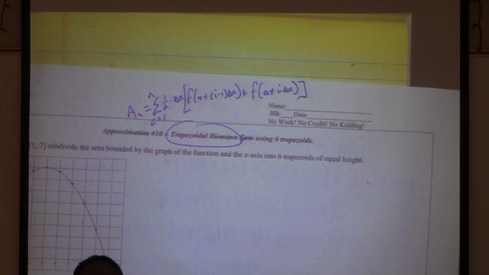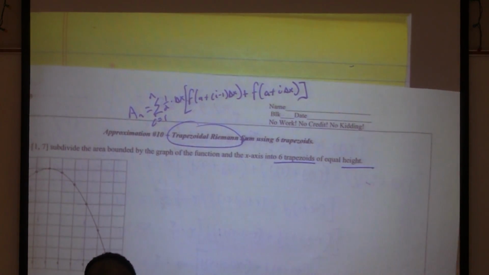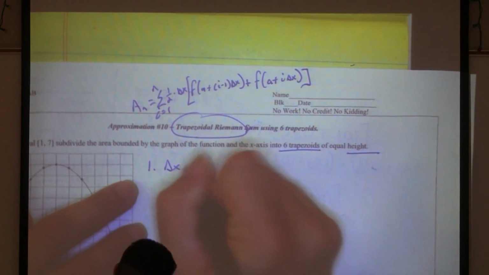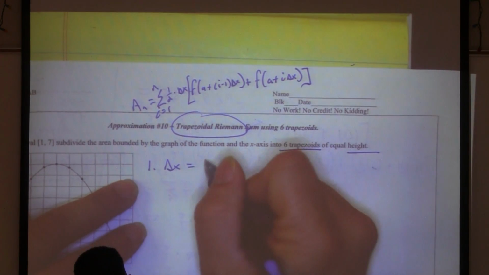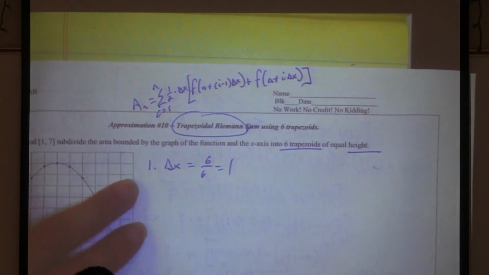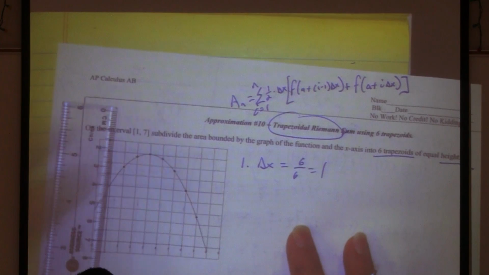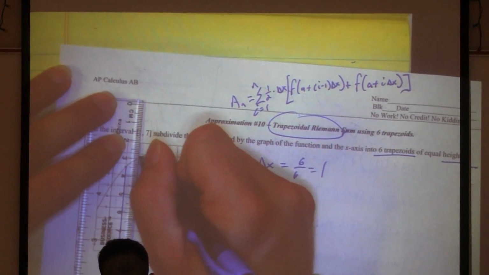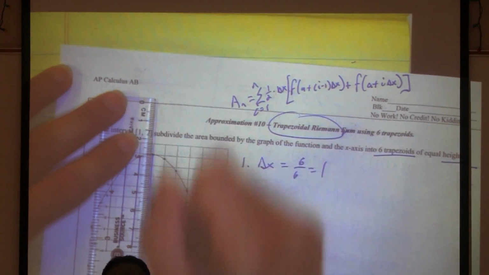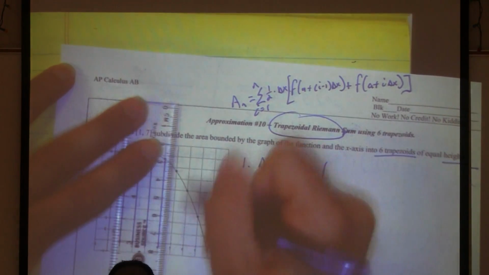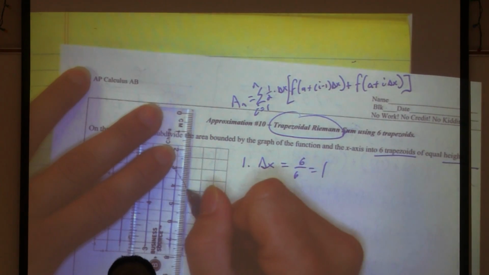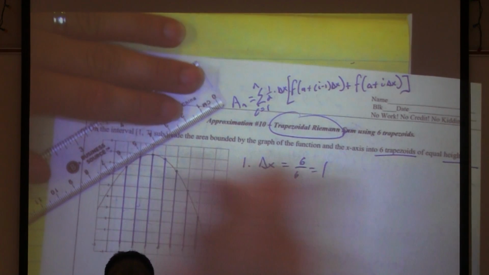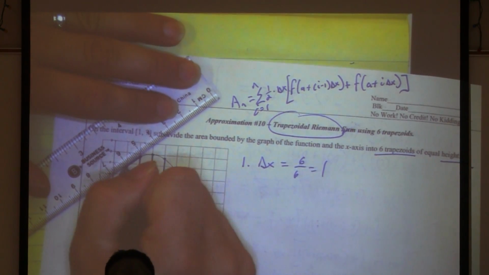Okay? So on this one, we're doing 6 trapezoids of equal height, which we know is the delta x. Let's figure out that delta x. What's it going to be? 6 over 6, which is 1, right? Let me draw my little trapezoids here. So we start at 1, and draw my bases. And then let me draw a little slant.